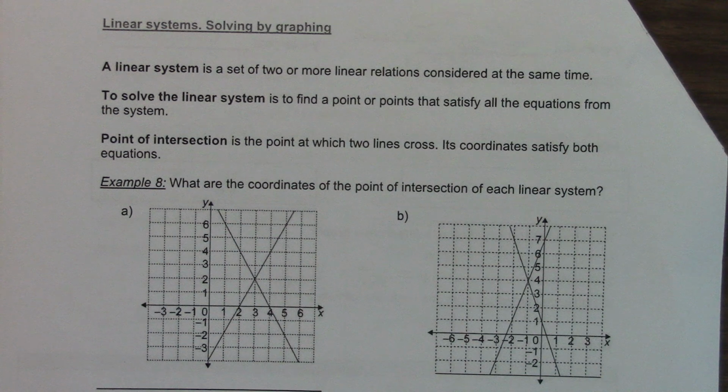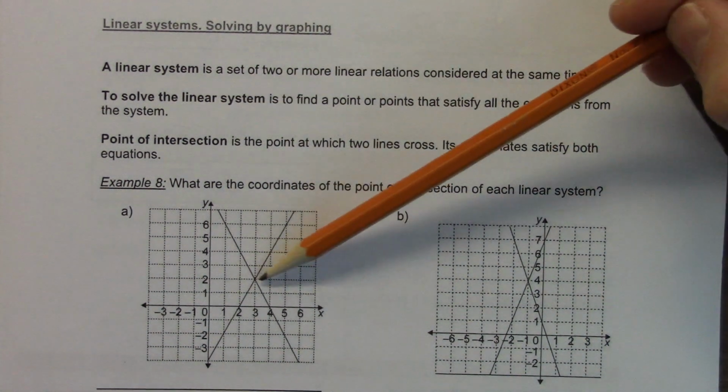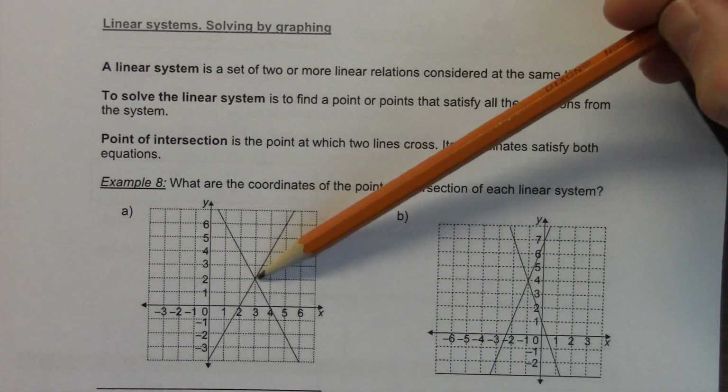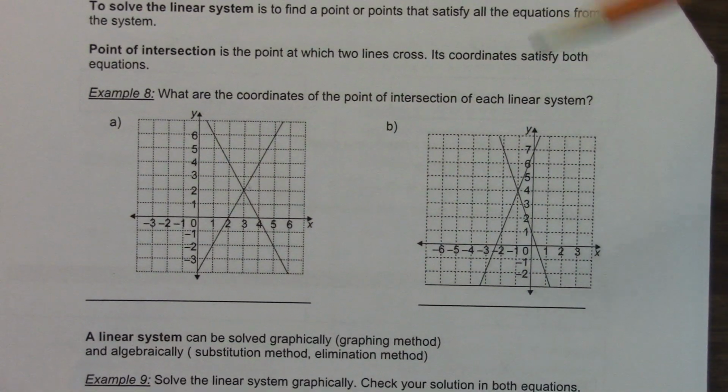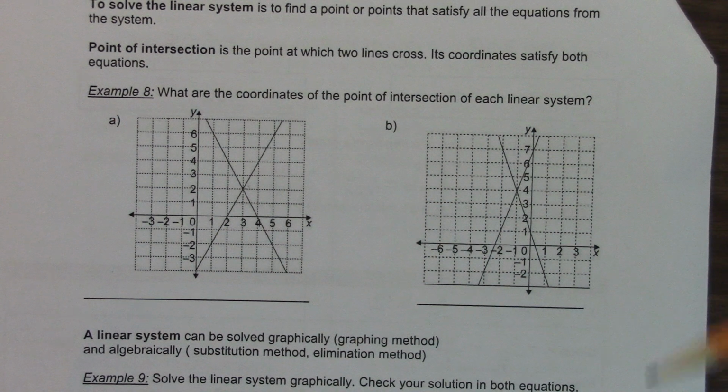To solve the linear system is to find a point or points that satisfy all the equations of the system. It sounds very complicated, but all you're looking for is the point of intersection. That's the solution to the 2 lines, the linear system, right where they cross. To have a point of intersection, one line must be negative, right?